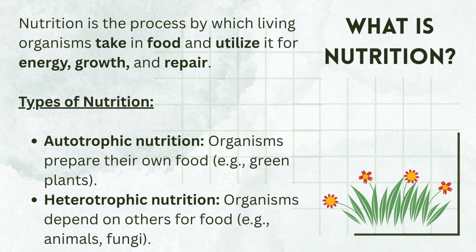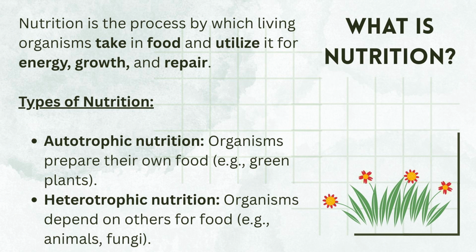There are two main types of nutrition. In autotrophic nutrition, organisms prepare their own food. The best example is green plants. They use sunlight, carbon dioxide, water, and chlorophyll to make food through photosynthesis. So, plants are called autotrophs.